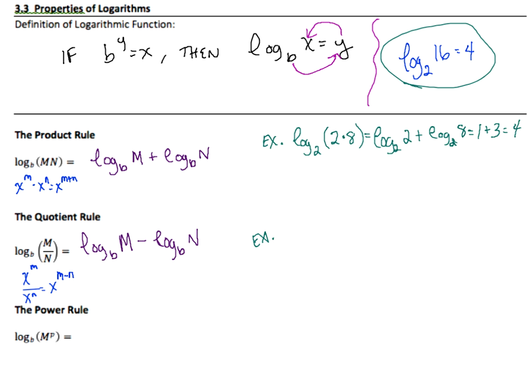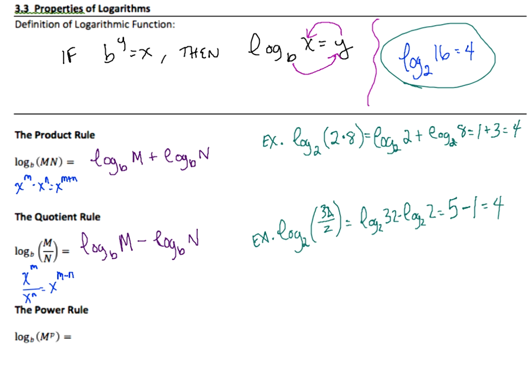Using our log work from before, an example might be log base 2 of 32 over 2. My pen keeps freezing. So 32 divided by 2 is 16, so we know that this needs to be 4. If we use the rule, this says log base 2 of 32 minus log base 2 of 2. Log base 2 of 32 is 5. Log base 2 of 2 is 1. 5 minus 1 is 4. All right, the power rule.